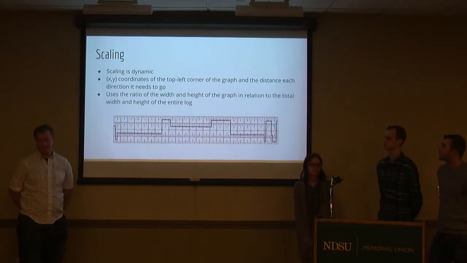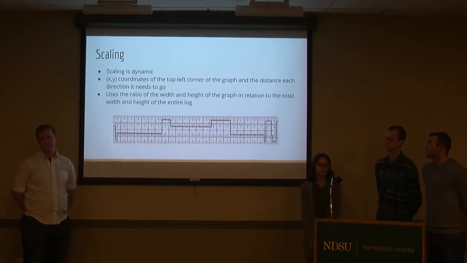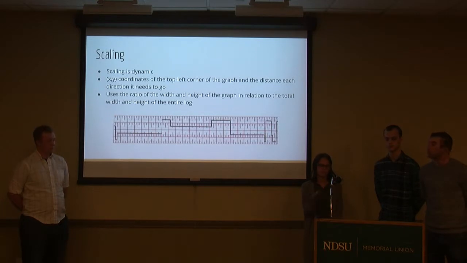For our scaling, it's dynamic. We get the XY coordinate of the top left corner of the graph, and then the width and the height, and then use the ratio of that width and height in relation to the total width of the entire paper log to make it dynamic and scale the image down.